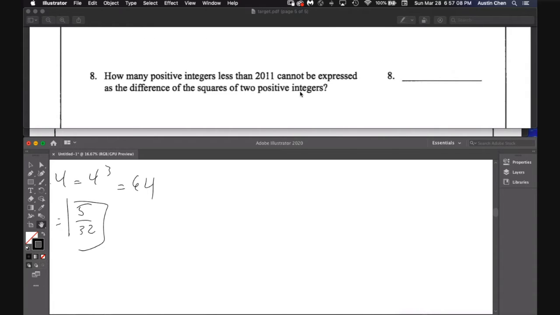Okay, here's our last target problem, number 8. How many positive integers less than 2011 cannot be expressed as the difference of the squares of 2 positive integers?